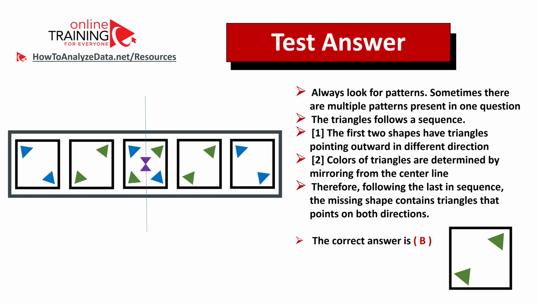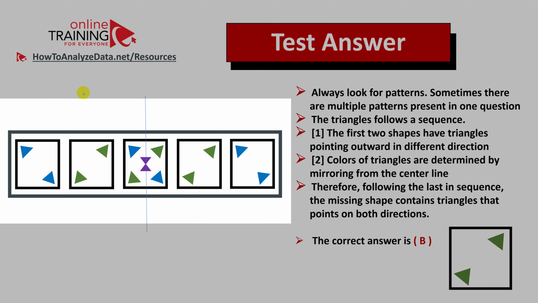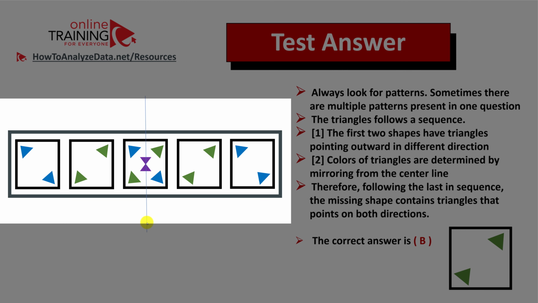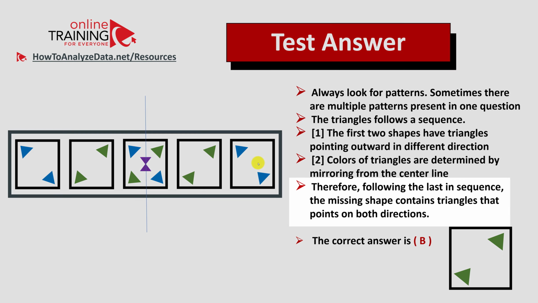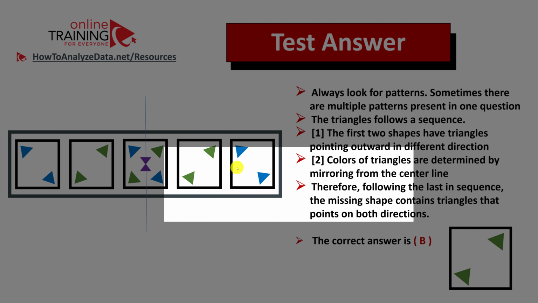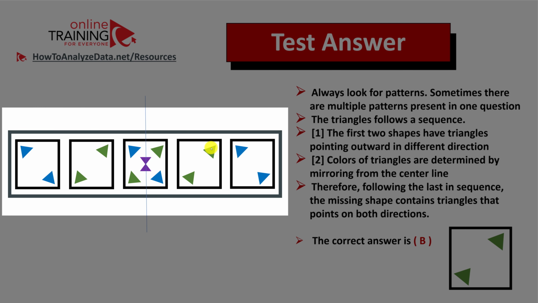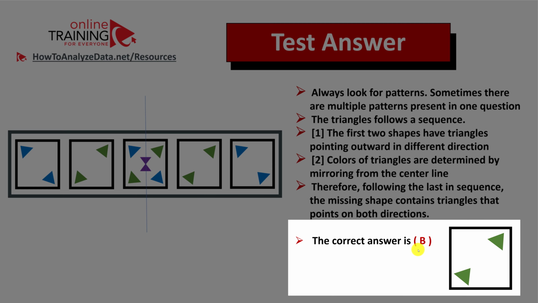What you need to do to find out the right answer is to recognize the patterns. There are multiple patterns in this question. Pattern number 1 is that the first 2 shapes have triangles pointing outward in different directions. And you also see this is the mirror line. And then from the mirror line, you see that the colors go in a different pattern. Green and blue to the left. So the same thing should happen from the mirror line to the right. Green and blue. Therefore, this is why the missing shape will contain green triangles that point in both directions. So the correct choice here is choice B.